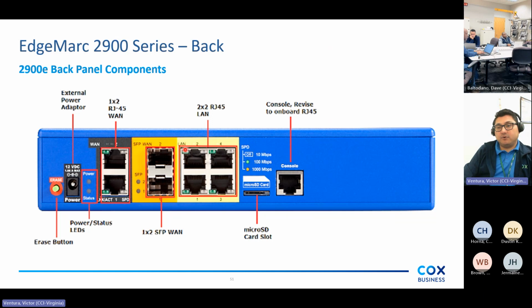LAN, these are your 4 LAN ports. Port 1 is the handoff to a switch. Ports 2 and 3 are not used. And port 4 is the port that we use to configure or manage the device. Then we have an SD card and a console port, which we do not use.